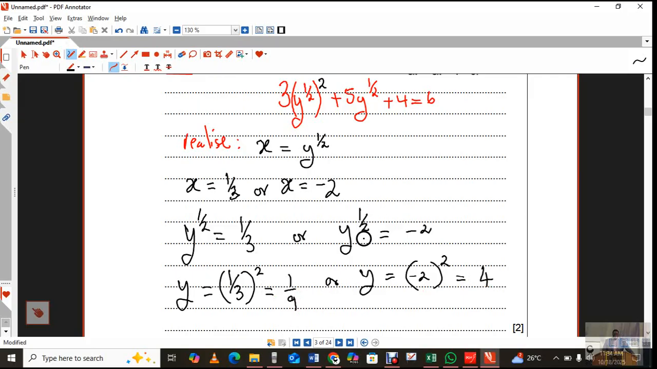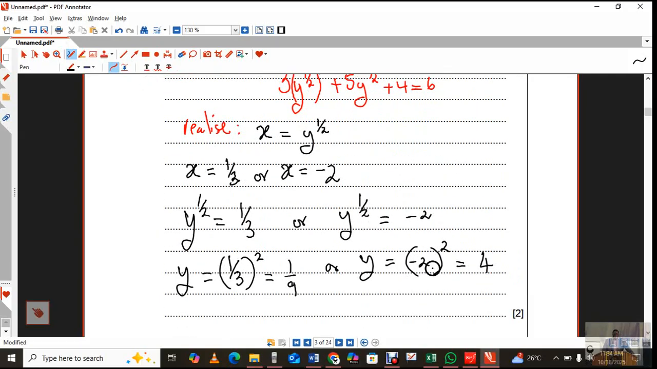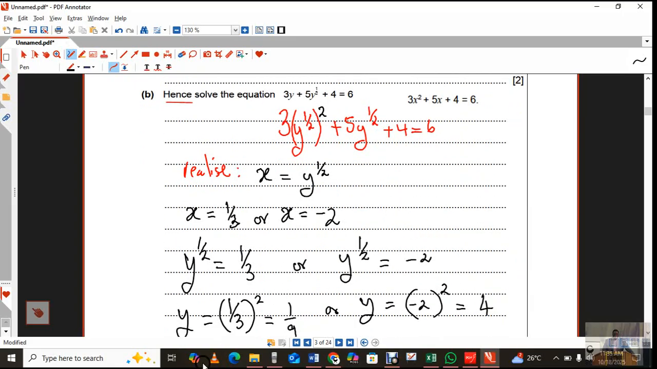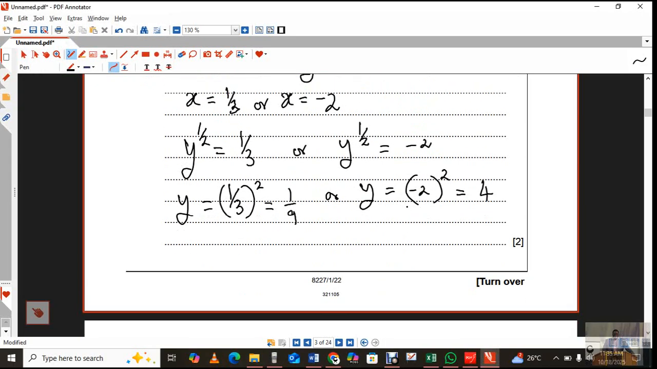Whenever there are questions that deal with roots, like y raised to the power of a half, which is a square root, you need to do one thing. You need to check your answers to see if the left is equal to the right. I'm going to use my 4 to see that. So I'm just going to grab a calculator and use this equation. I'm going to say 3 times 4 plus 5 times 4 raised to the power of a half, which is also the same as a square root, and if I add 4, am I going to get 6 as an answer? Clearly, this is not equal to 6, it's equal to 26. So you are therefore not going to consider this as a solution.